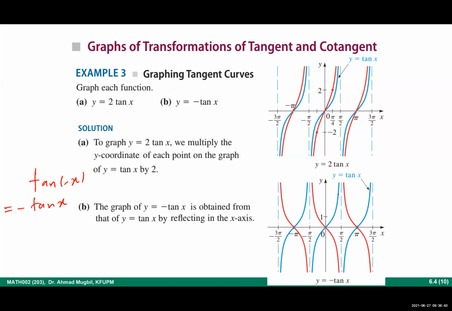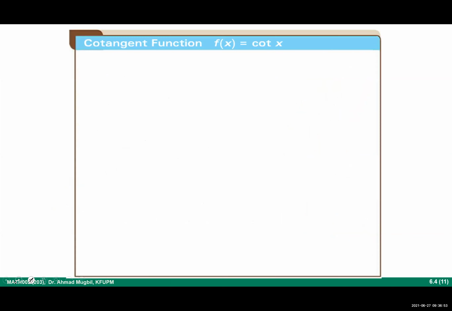Look, the blue one is the graph of tangent. If you reflect it in the x-axis or the y-axis, you will get the red one. Interesting, this is not only for tangent, but for all odd functions.